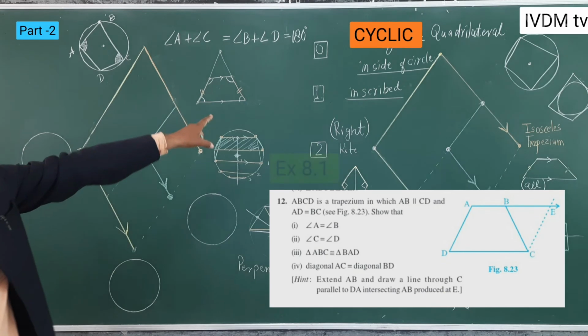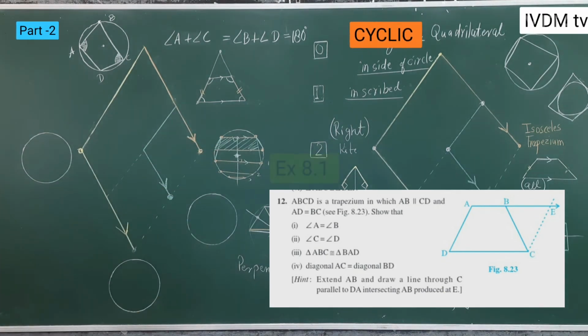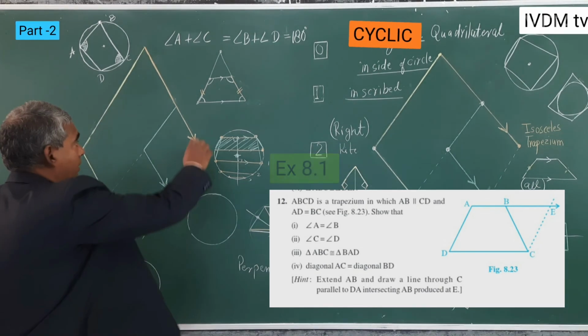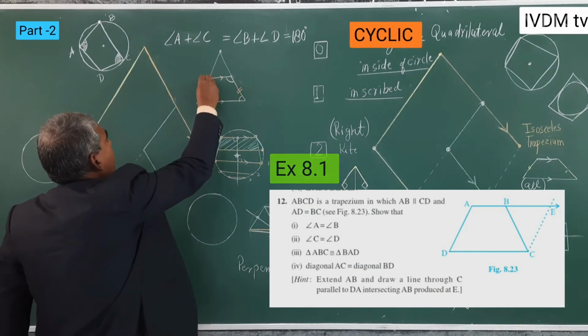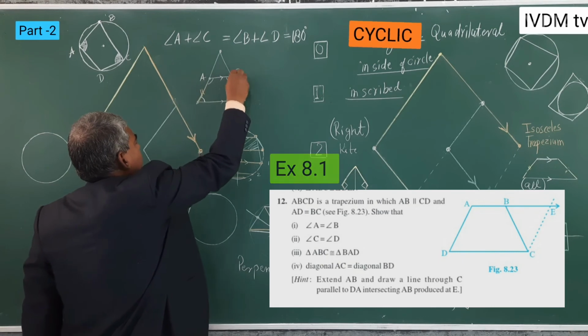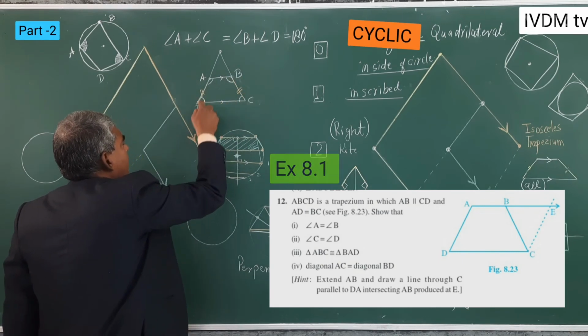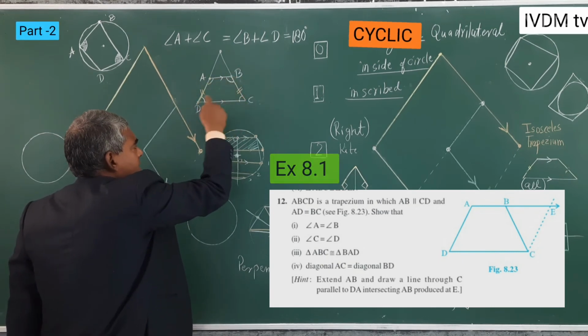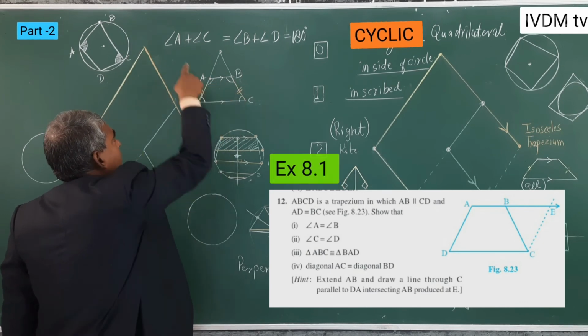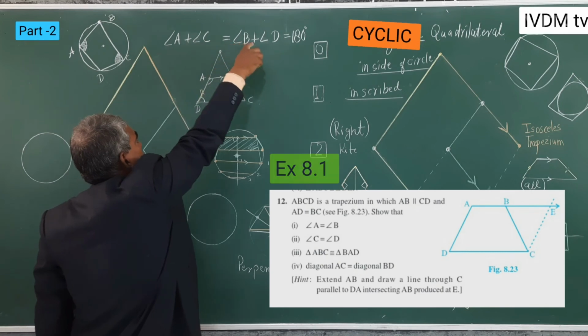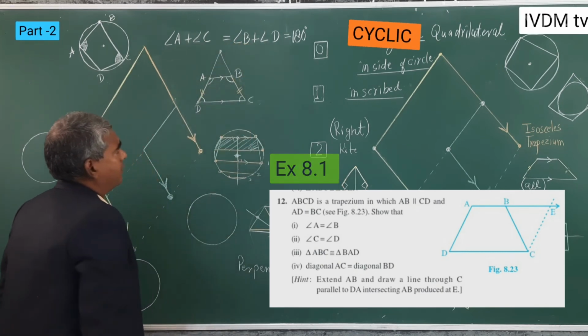In question number 12 of 8.1, it is given that angle A is equal to angle B, and angle C is equal to angle D. Okay, because now the angles are the same. Suppose it is A, B, C and D. So A and B are equal, D and C are equal. So the sum A plus C will hold: A plus C is equal to B plus D.